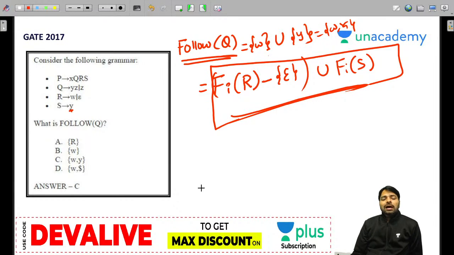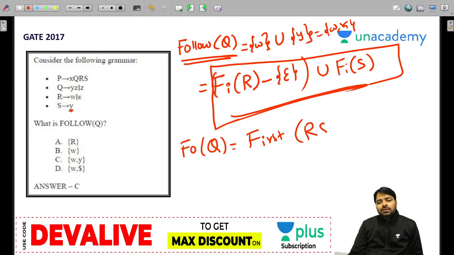Okay, slowly you have to understand the meaning of that. I will explain another way, for those people who are very new. It's just like first of RS. First of RS. Inside R you had two options: one is WS, another one is epsilon S.